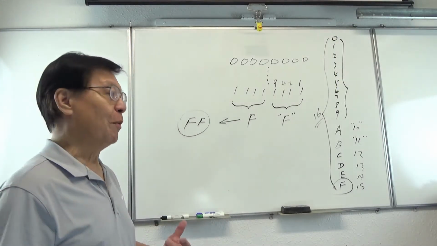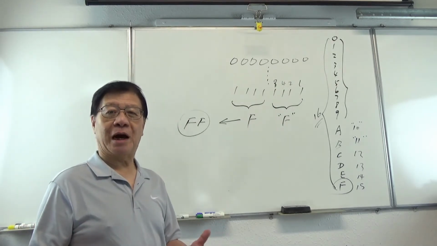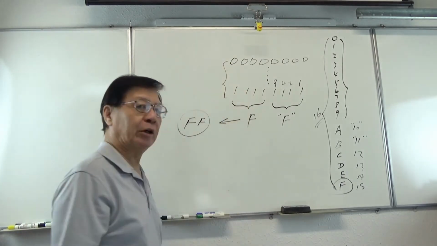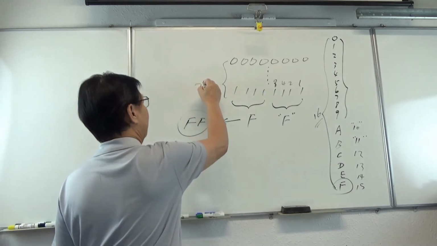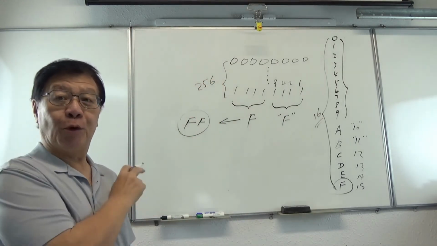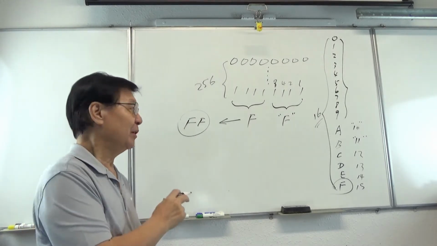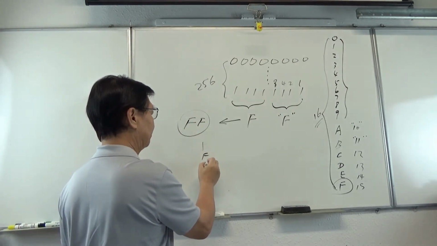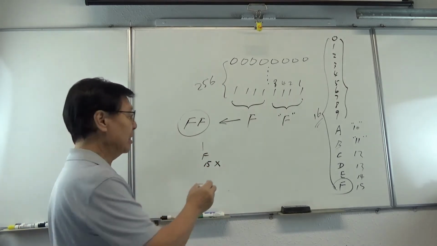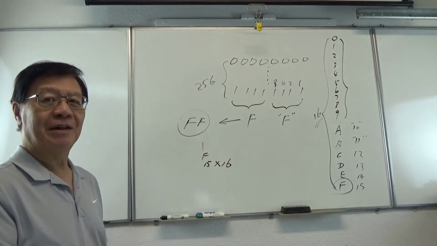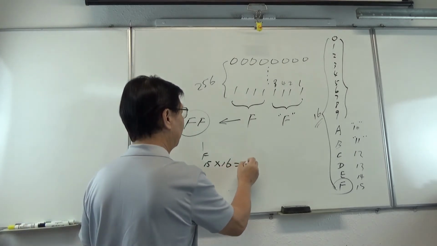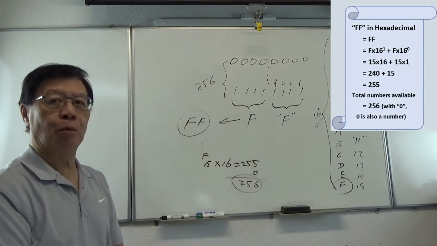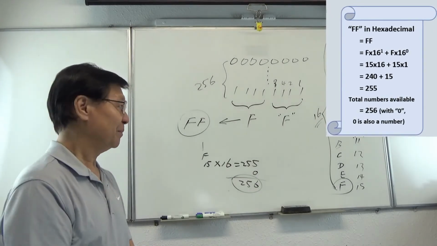FF means 8 bits. You may have an argument: how do I prove the same value? Because from here to here, remember, there are 256 numbers. How to prove FF is 256 again? Now, based on 16, F is 15, right? It's 15 times what? 16. You will have 255. But add the 0, so that means 256 numbers are available.